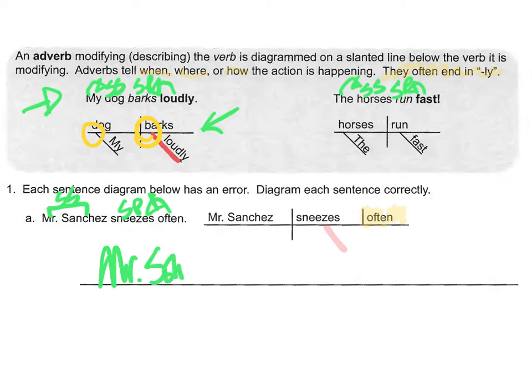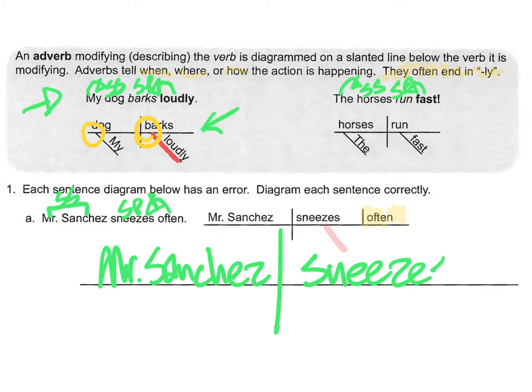So let's re-diagram this correctly on the sentence base below. Mr. Sanchez, complete split between my subject and predicate. Here comes my simple predicate, sneezes. And then my modifier, often.